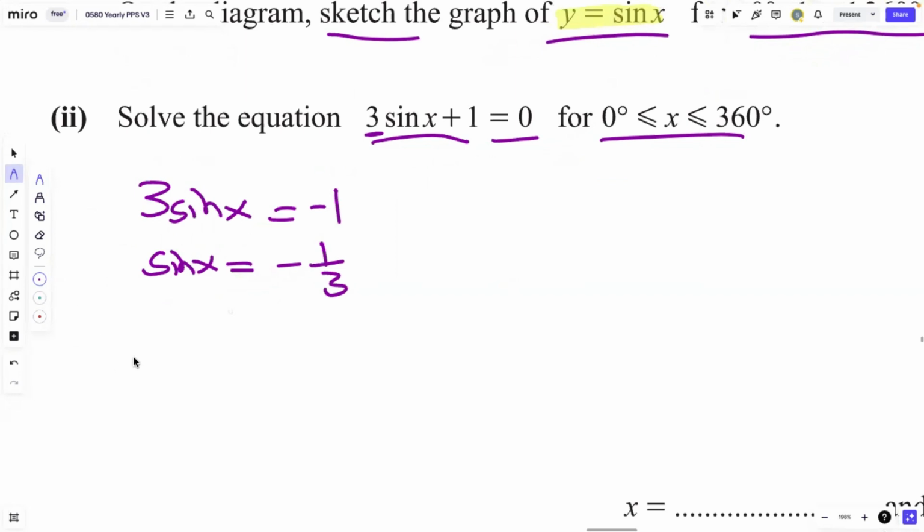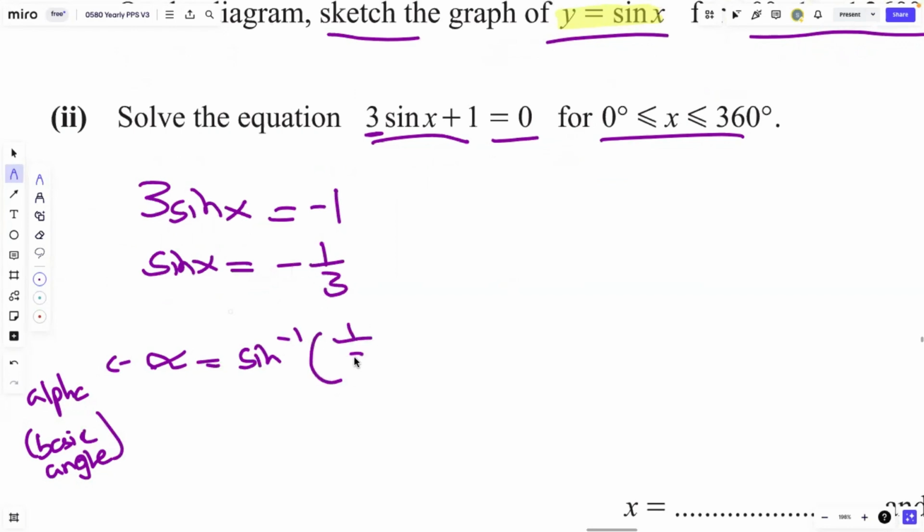Now it's in a condition where you can do sine inverse to find the alpha. This is the alpha that I'm talking about, which is the basic angle. Now that's your sine inverse you do on your calculator, and you ignore the negative sign. When you're taking out alpha, you ignore any negative signs. You just take out the angle as it is without considering the negative. So that's sine inverse of 1 over 3. That's going to give us 19.471 degrees. That's your alpha or basic angle.